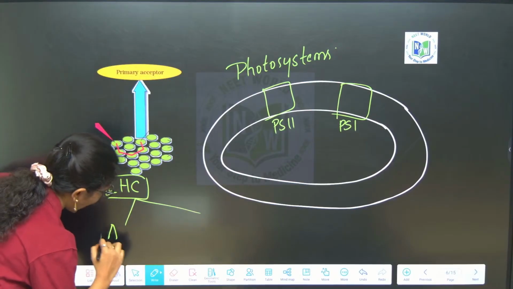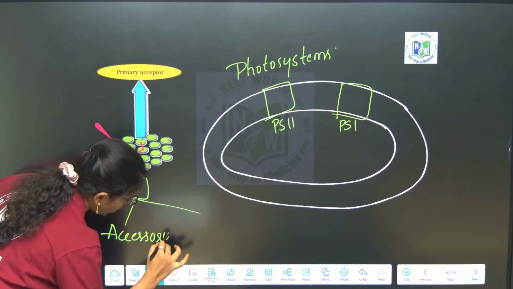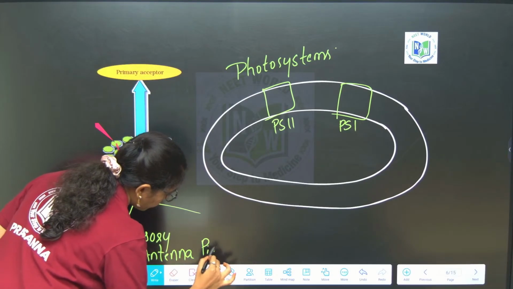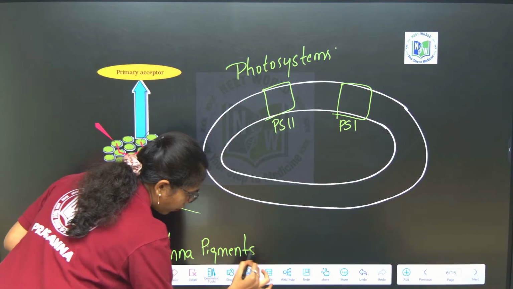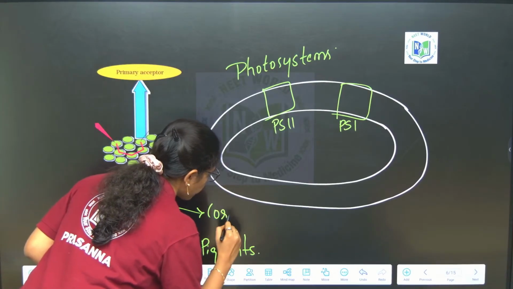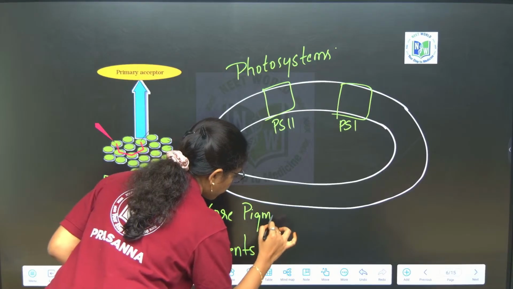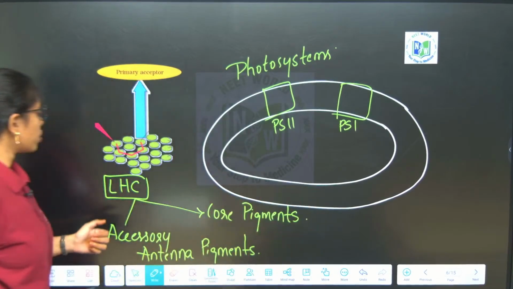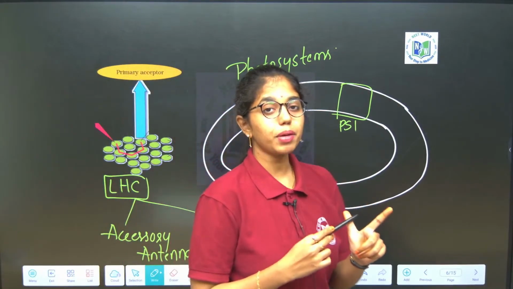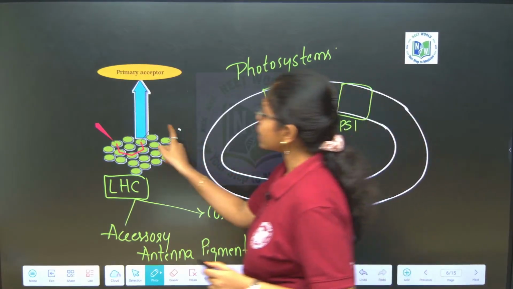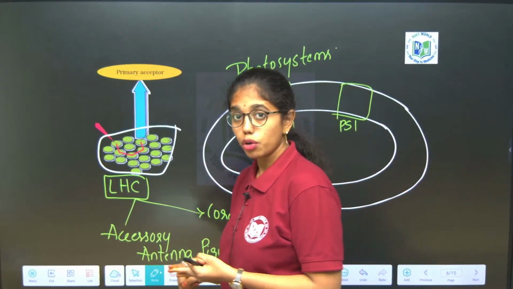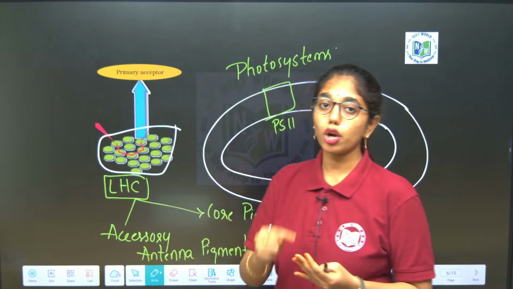Those are called accessory or antenna pigments and core pigments. So in the light harvesting complex, we have two types of pigments, accessory or antenna pigments and core pigments. The accessory or antenna pigments include carotenoids, xanthophylls, phycobilins and chlorophyll B.